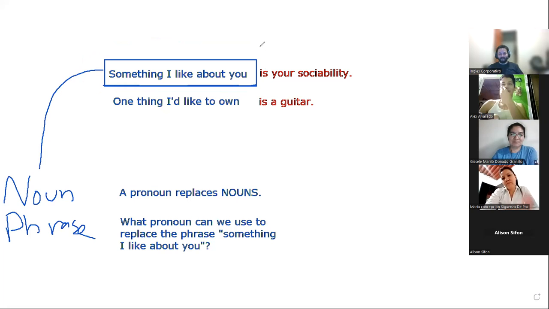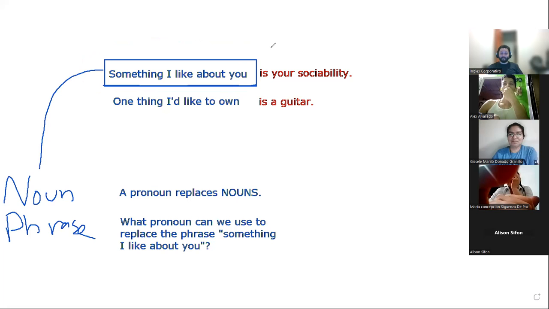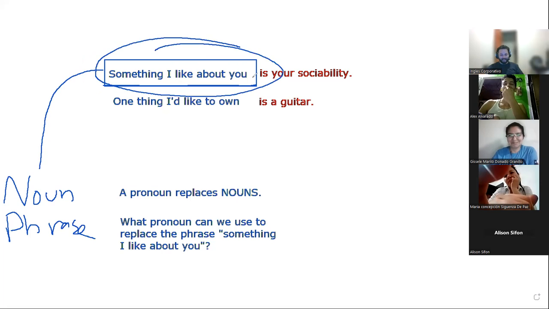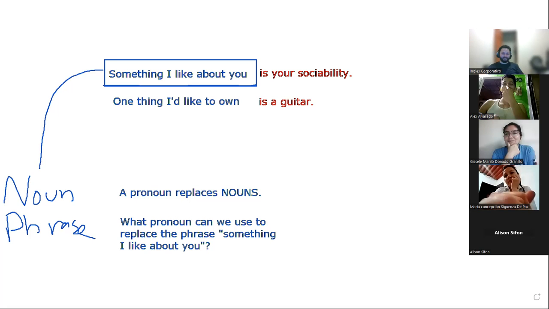What personal pronoun can you replace the whole phrase with? I'm going to ask it in Spanish. ¿Con qué nombre personal puedo reemplazar toda la frase "something I like about you"? I don't want to give you the answers so you can understand. Un pronombre reemplaza un sustantivo, right? Sustantivo significa noun in English.